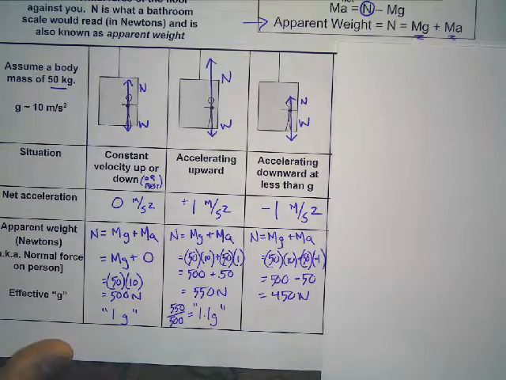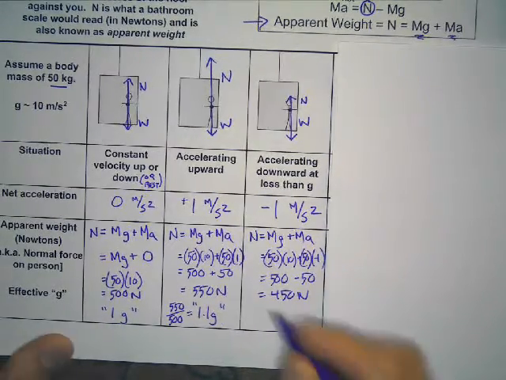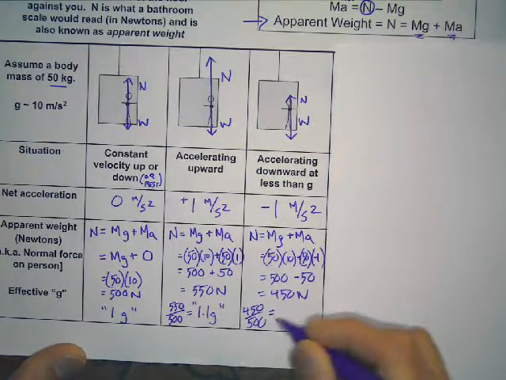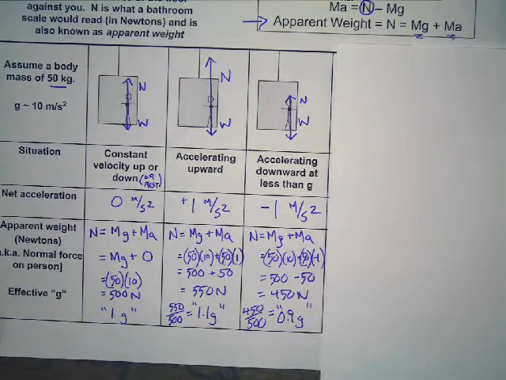Okay, so if you were standing on a bathroom scale, the bathroom scale would actually read a slightly lower number. And that ratio of 450 to 500 is 0.9. So we would say that you're at 0.9 g's there. Okay, so you feel like your weight is about 90% of what it usually does.